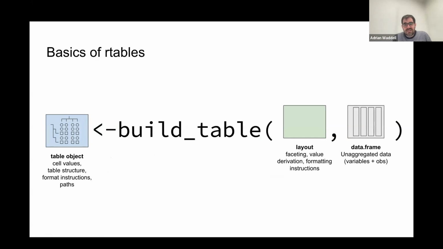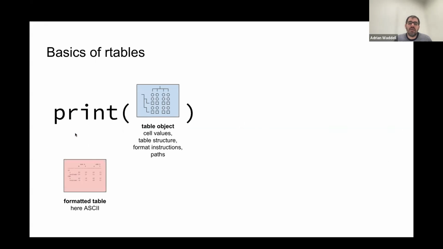And to keep using those images for a while, because they're so fundamental: in order to create an actual table with cells and summaries and headers and row names, you take the layout, you take a data frame, you say build table, and that returns your table object. If you print the table object, it renders it into an ASCII text string. There are other functions that we will show you that render it into RTF, PDF, or a text file.